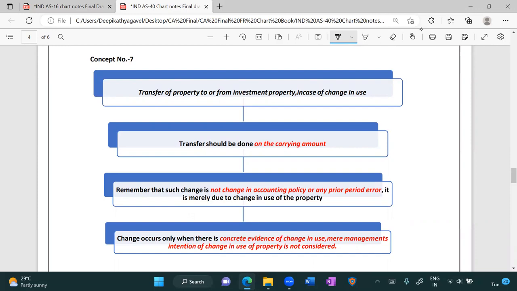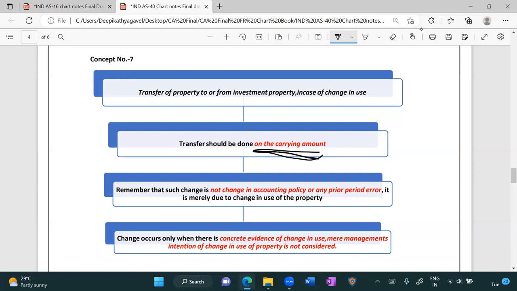So the standard says in such cases that transfer will happen in what? In the carrying amount of the asset. In books, whatever the carrying amount of the asset is there, in that only the transfer will happen from the standard, right? Because previously it was treated under Ind AS 16 and now it is going to be treated under Ind AS 40. Similarly, remember, such change that is happening, is that a change in accounting policy?